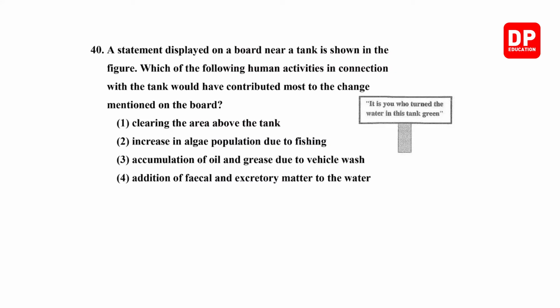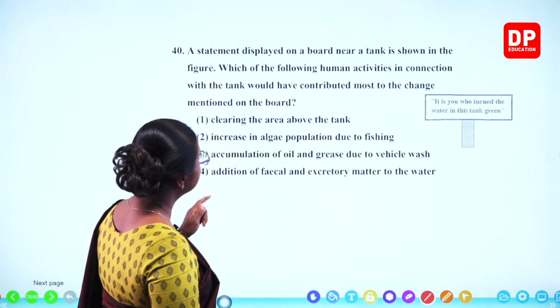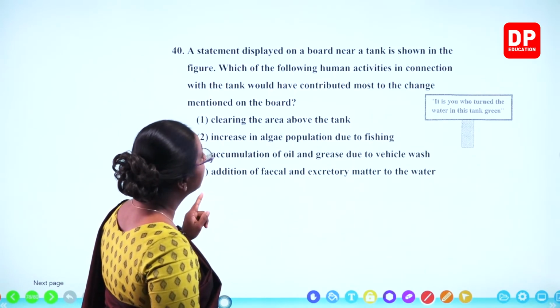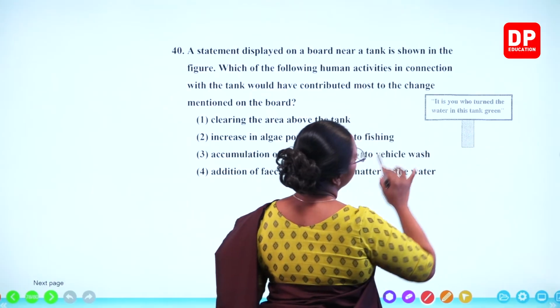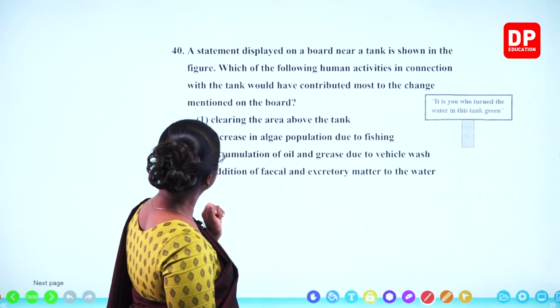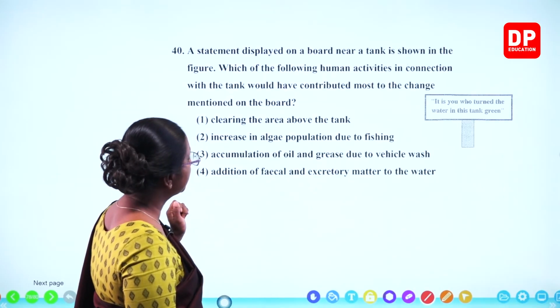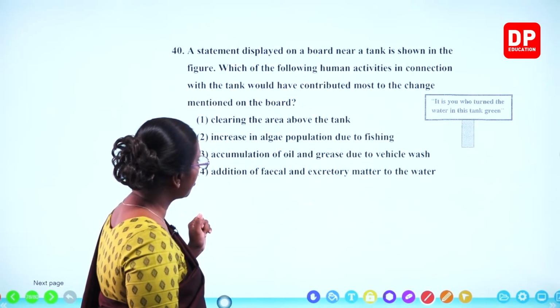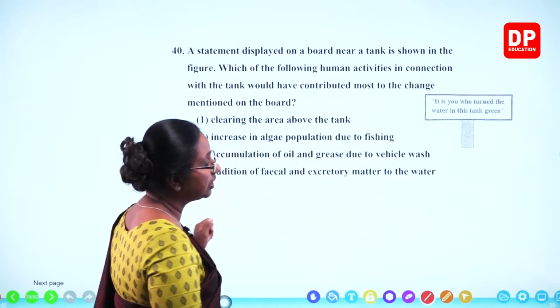So, here, question number 40. A statement displayed on a board near a tank is shown in the figure. Which of the following human activities in connection with the tank would have contributed most to the change mentioned on the board? Now look at the board. It is you who turn the water in this tank green. So when you say the tank, the water is green, you all can relate it. It is eutrophication. If you look at the answers, first one, clearing the area above the tank. Second one, increase in algae population due to fishing. Third one, accumulation of oil and grease due to vehicle wash. Fourth one, addition of fecal and excretory matter to the water.